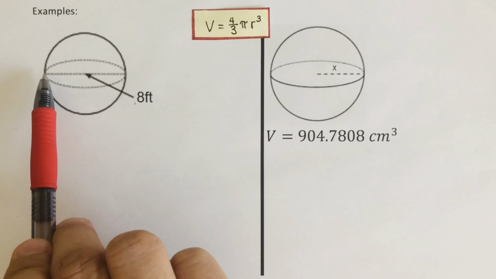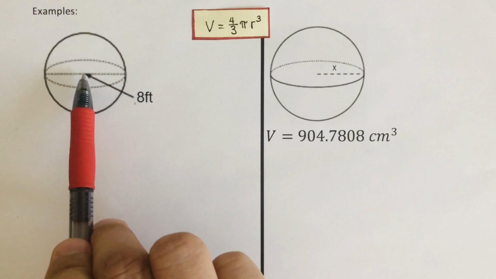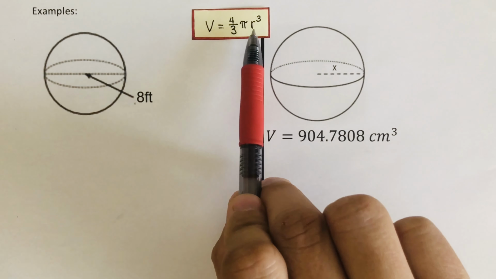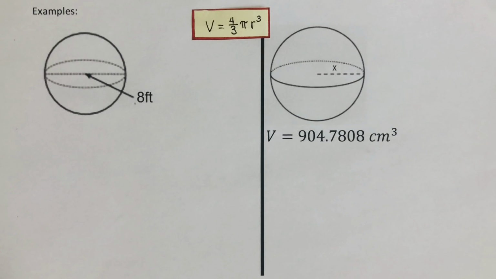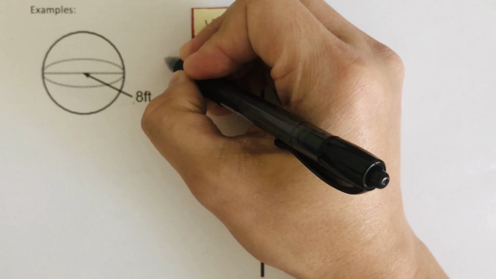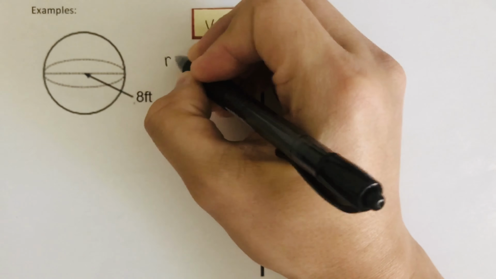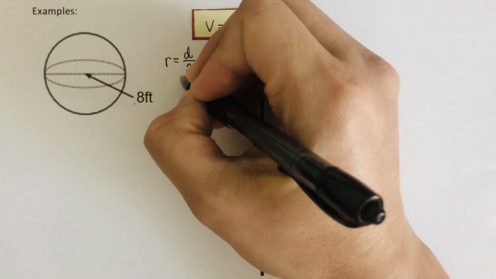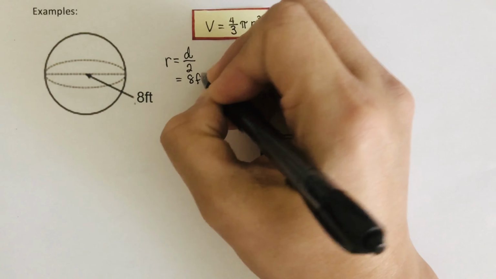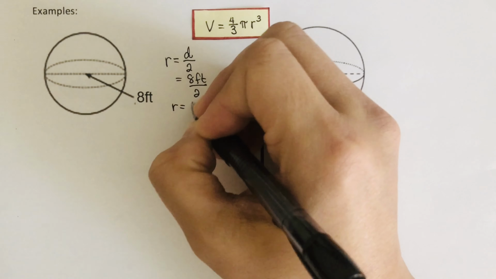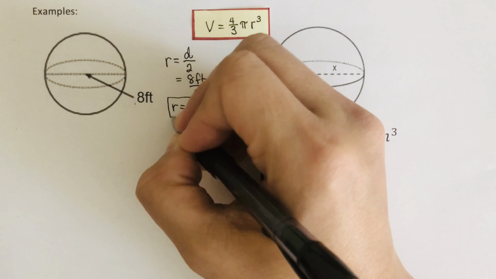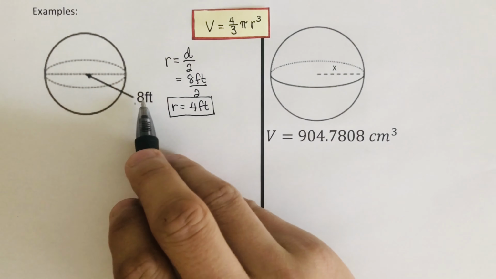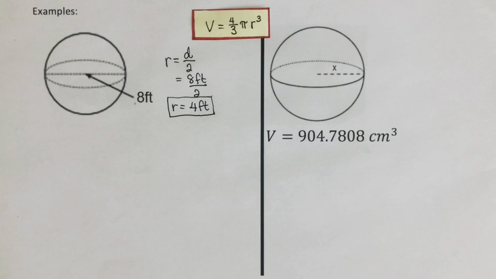Again, diameter is the distance from one end to the other end of the sphere passing through the center. So if we want to get the radius, that's half of the diameter. Radius equals diameter divided by 2. So the diameter is 8 feet divided by 2, so our radius is 4 feet. This is the one we are going to use over here and not the 8. So again, please be careful. We do not use the diameter. We take half of it. If you're given a diameter in the problem, take half of it. That is the radius.